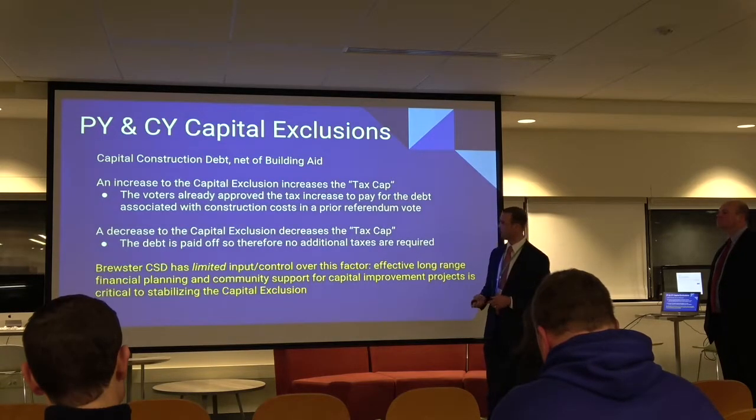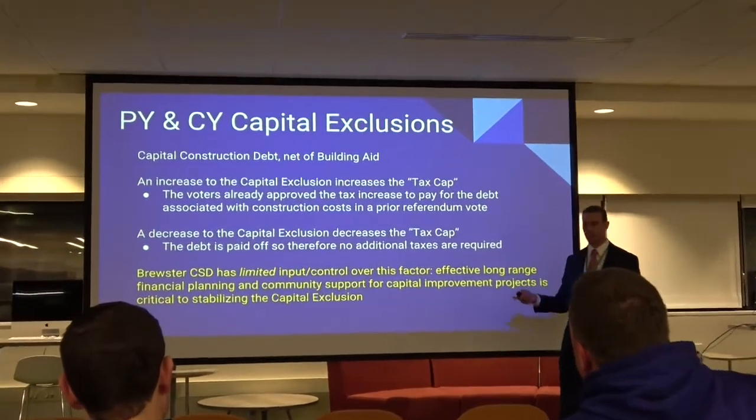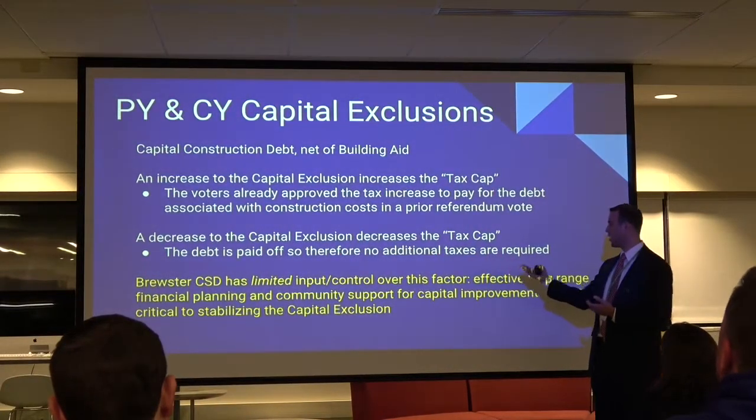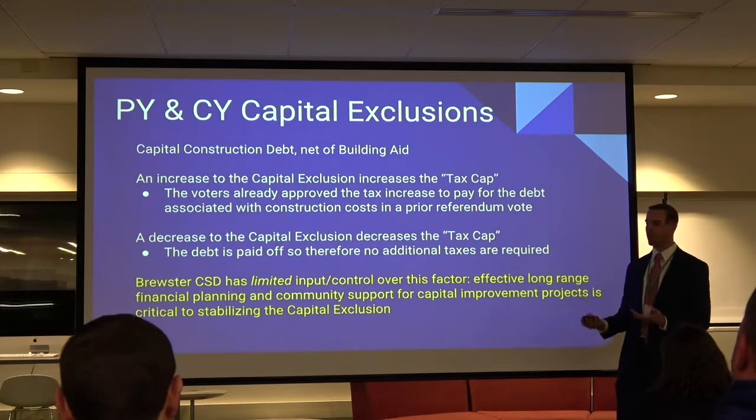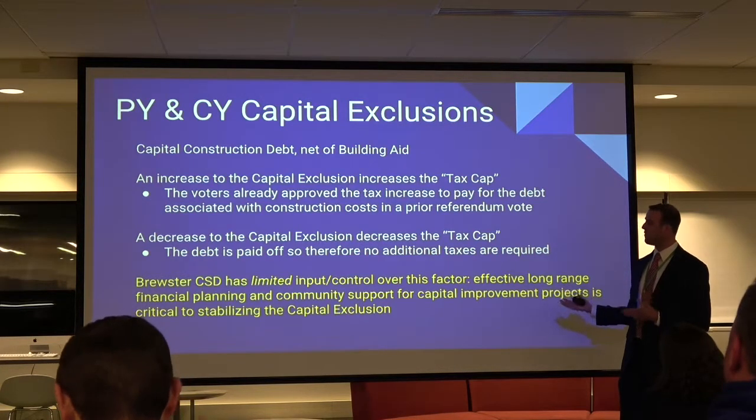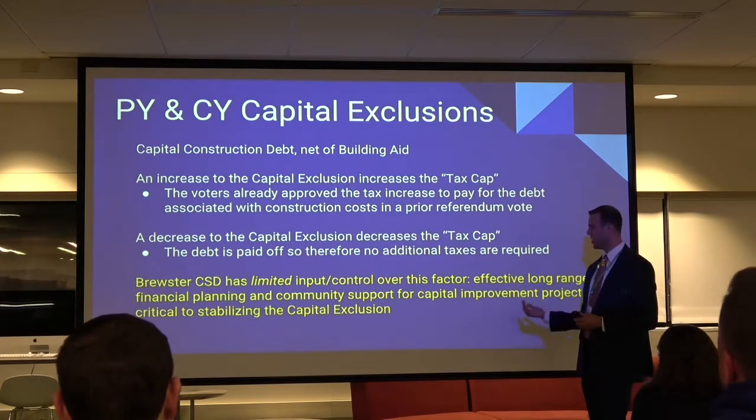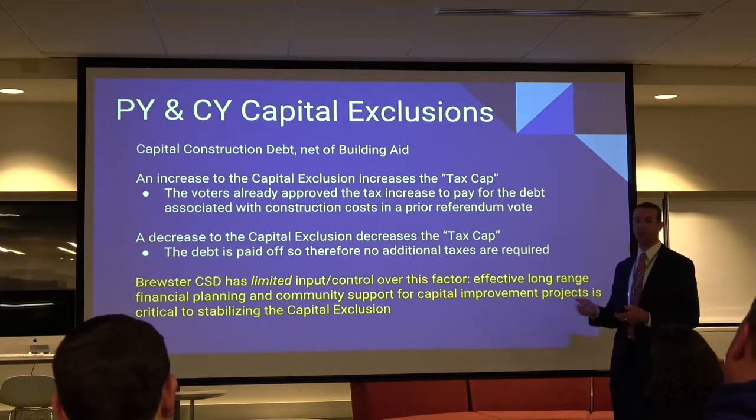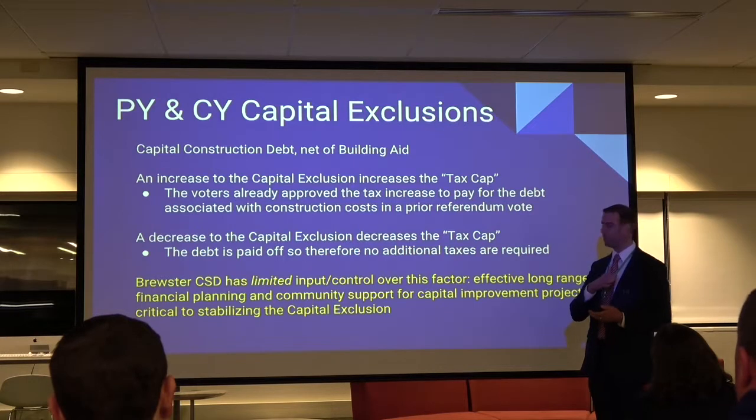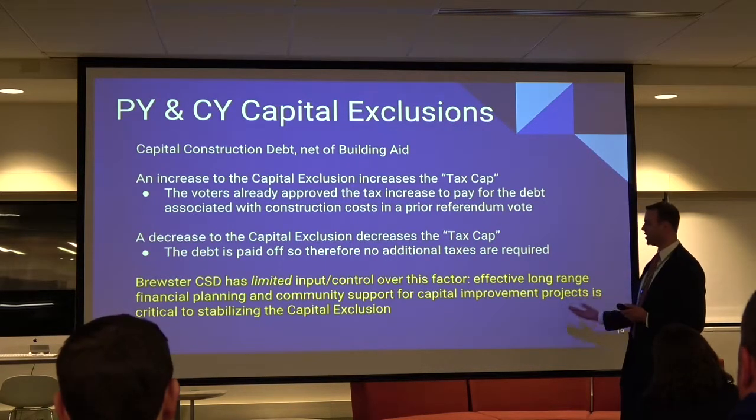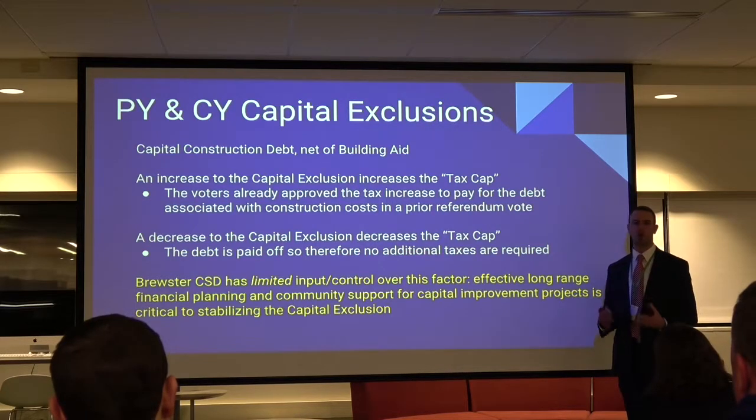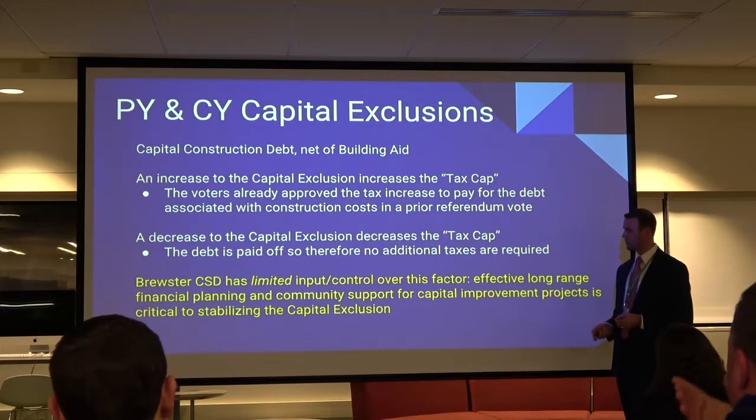A decrease in the capital exclusion actually decreases the tax cap because the debt is now paid off, so therefore there's no need to raise additional taxes to pay for that debt. And we do have limited input and control over this factor, but it's largely dependent on things that happened up to 10 or 15 years ago. Through effective long-range financial planning and community support for capital improvement projects, that's critical to stabilizing the capital exclusion.